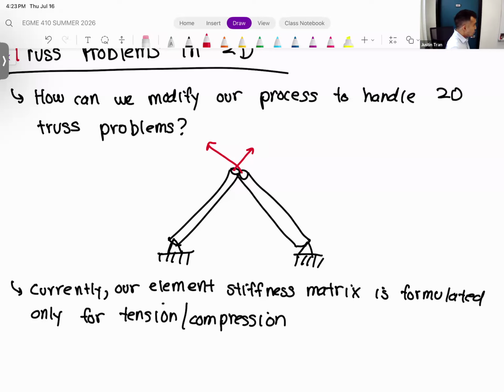Okay. So we need to introduce basically a unified way to talk about the deformation and the forces on these truss bars that account for the fact that these can be in different directions.